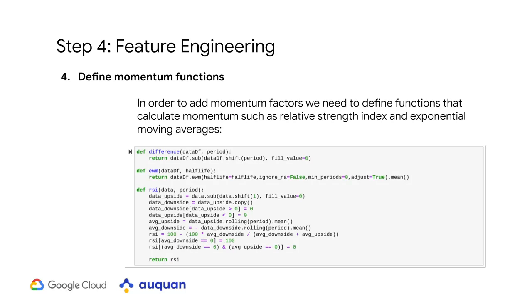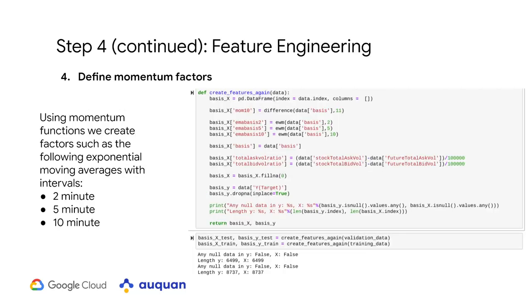For this first iteration, in order to add momentum factors, we need to define functions that calculate momentum, such as relative strength index and exponential moving averages. In this step, using momentum functions, we create factors such as the following: exponential moving averages with intervals 2 minutes, 5 minutes, 10 minutes. Once we define the features, we run it to create train and test data sets.